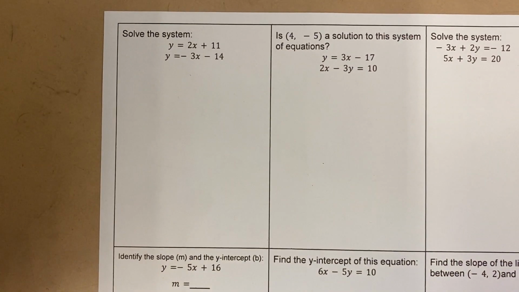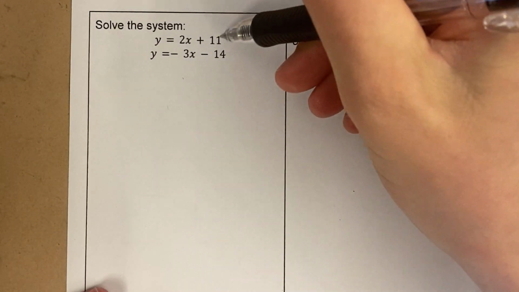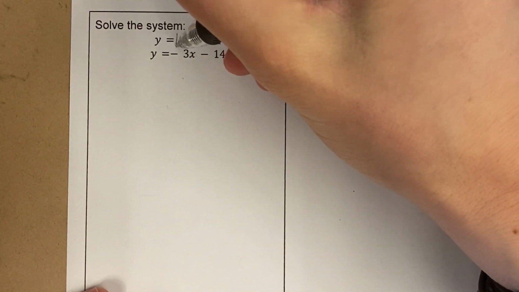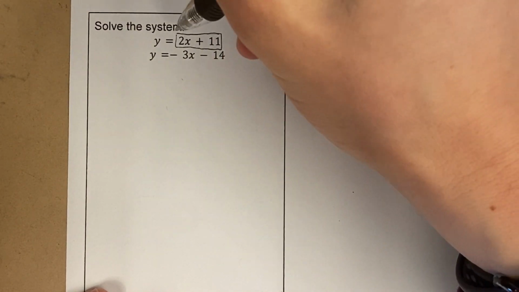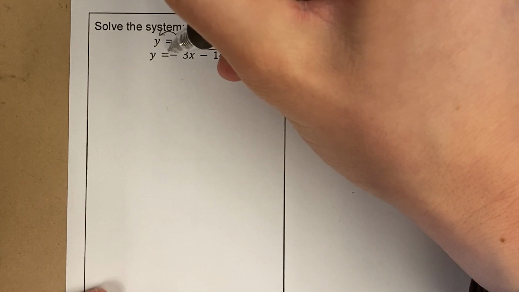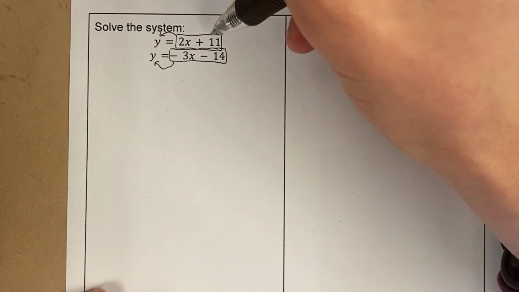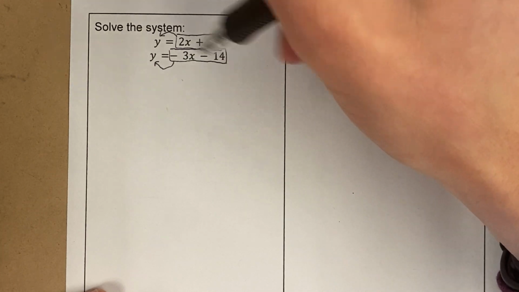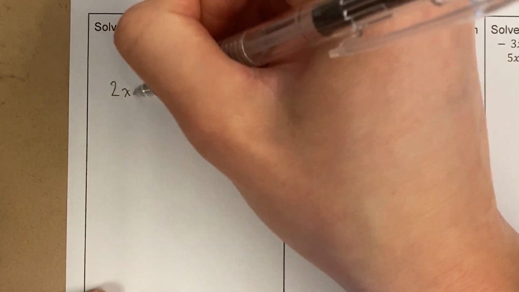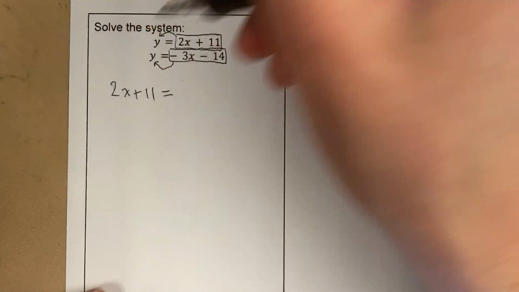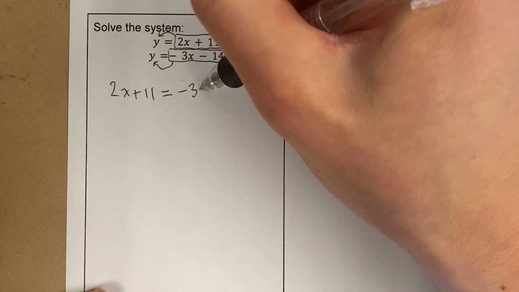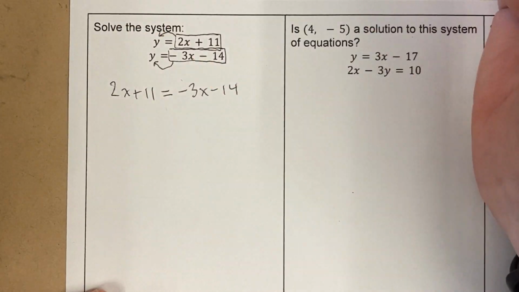Solve the system. I notice that I have two equations in slope-intercept form. Here's what I observe: 2x plus 11 is equal to y, and negative 3x minus 14 is also equal to y. Well, if this is equal to y, and this is equal to y, then 2x plus 11 must be equal to negative 3x minus 14, right? Because they're both equal to the same thing.